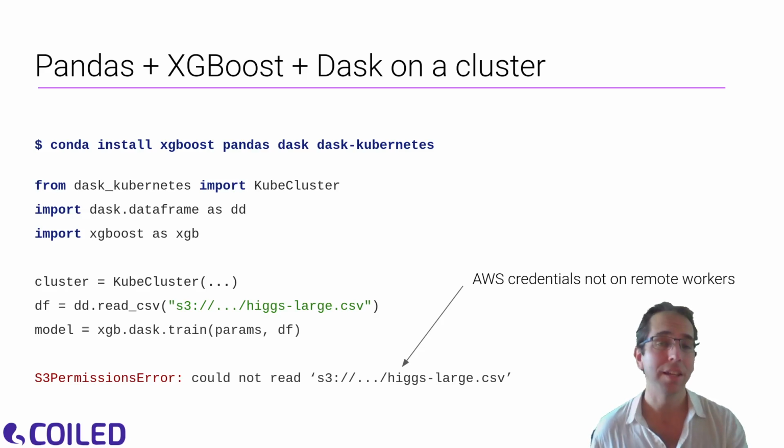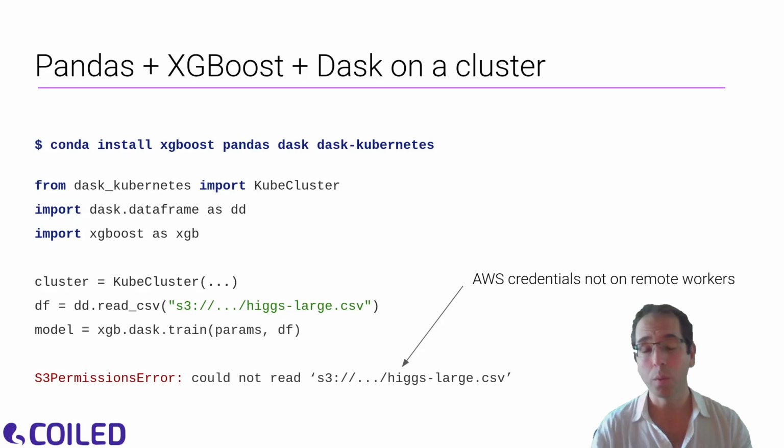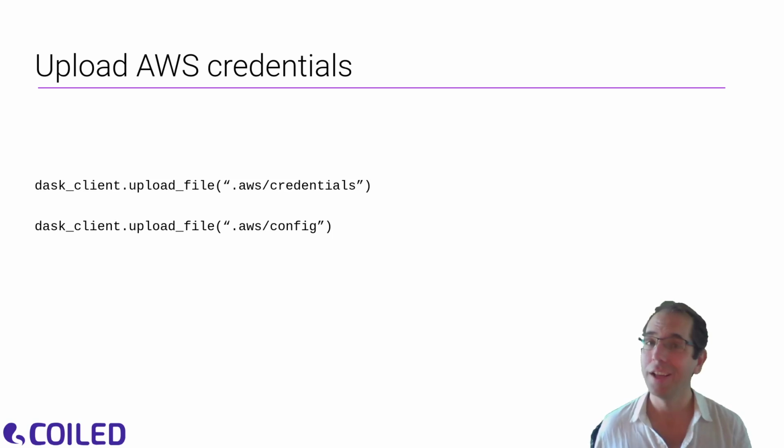And so if the data set that you were trying to read isn't publicly accessible, or if it requires some sort of authentication in order to download, you're going to need to somehow figure out how to distribute your credentials onto your Dask workers on your Kubernetes cluster. The sort of hacky way to do this is to use Dask itself. Dask provides mechanisms to upload files to all of your workers.